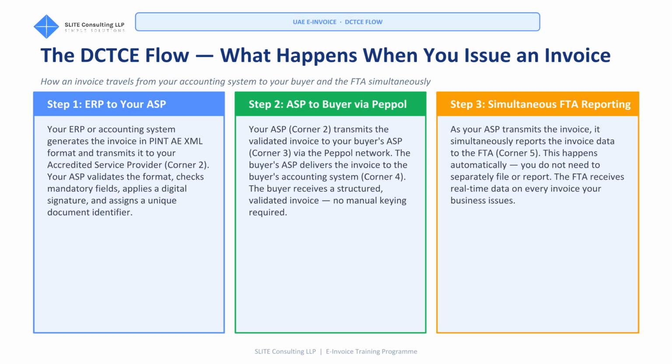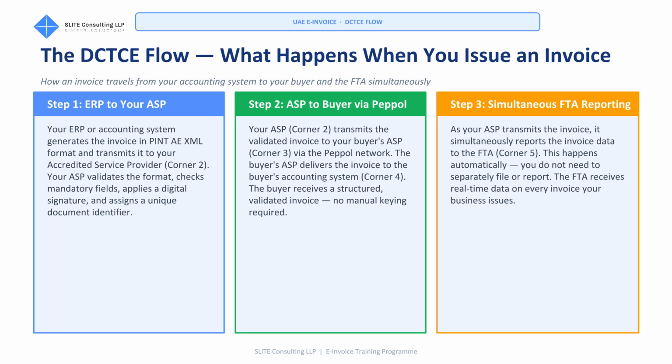Step 2. Your ASP transmits the validated invoice across the PEPPOL network to your buyer's ASP, corner 3. Step 3. The buyer's ASP delivers it into the buyer's ERP, corner 4. Step 4. In parallel with delivery, the data is reported to the Federal Tax Authority, corner 5. Step 5. Confirmations and any rejection messages flow back to you through the ASP portal.